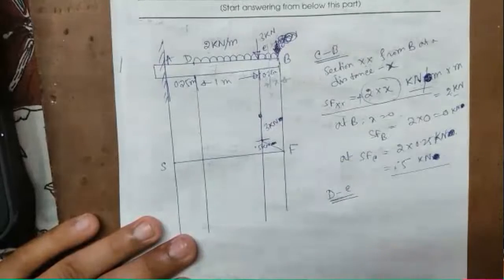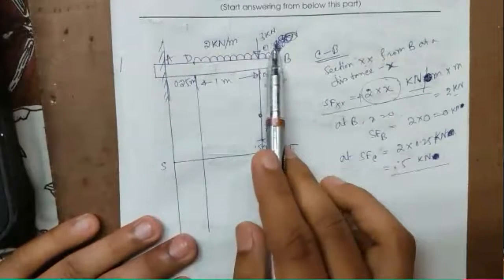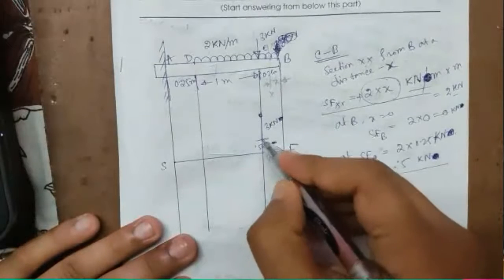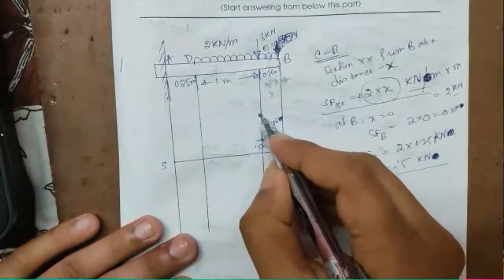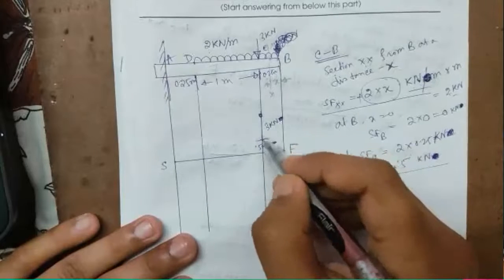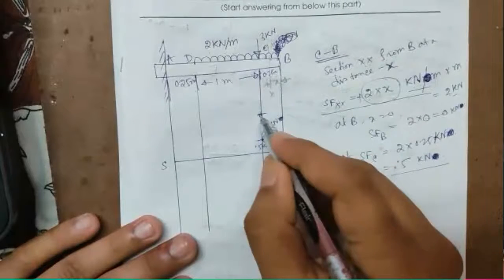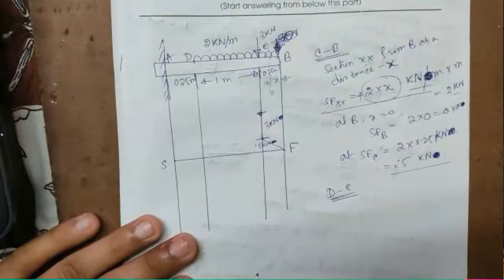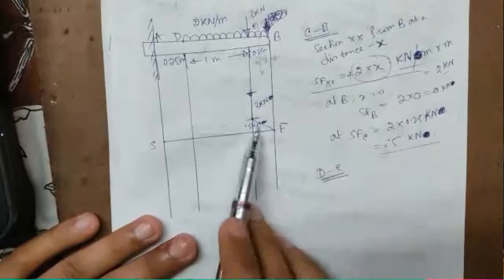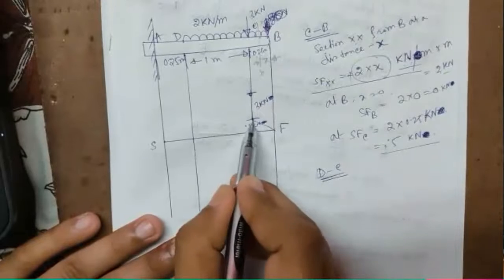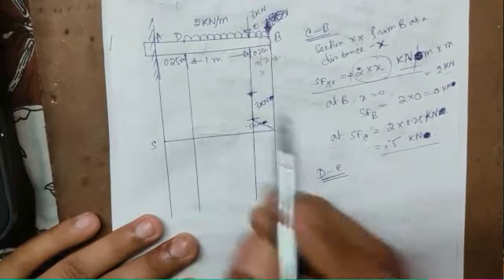Now at point C, there is a point load of 3 kilonewton, which will act as a sudden increase. So from here, we will go up by 3 kilonewton. This much distance will be given by 3 kilonewton. Now we have completed the curve between B and C. So the curve comes like this, then goes like this.